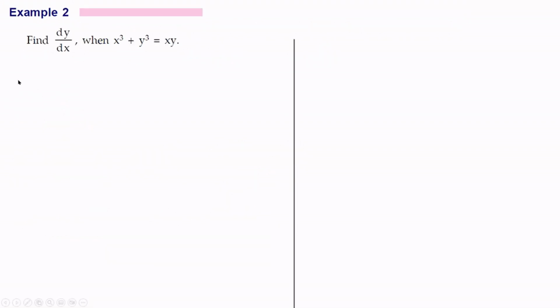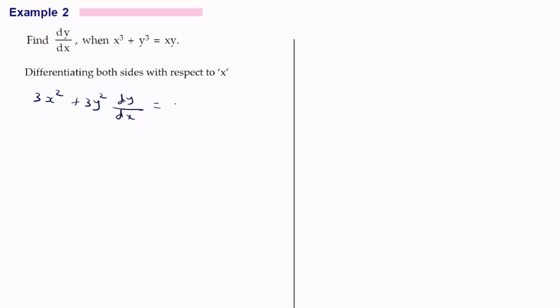And next we have: find dy by dx when x cube plus y cube equal to xy. So let us differentiate both sides with respect to x. We get 3x square plus 3y square dy by dx. On the right hand side we use the product rule to differentiate. So it is y plus x dy by dx.